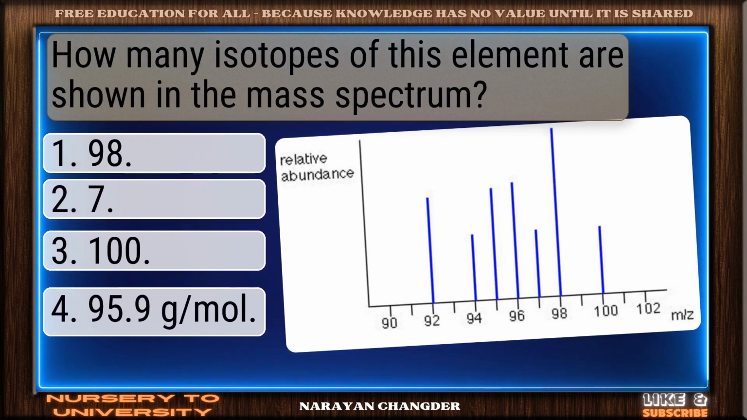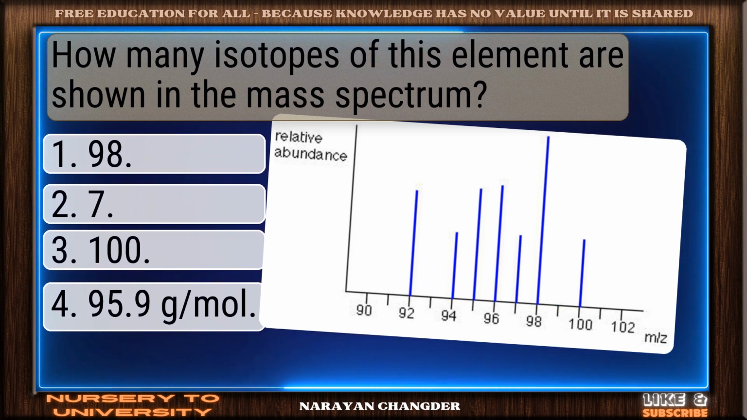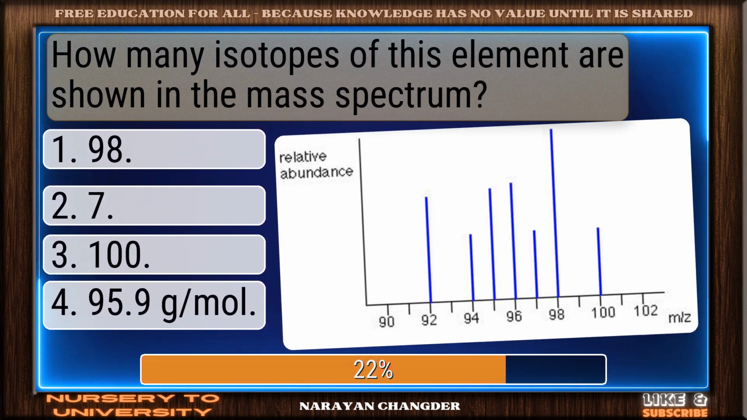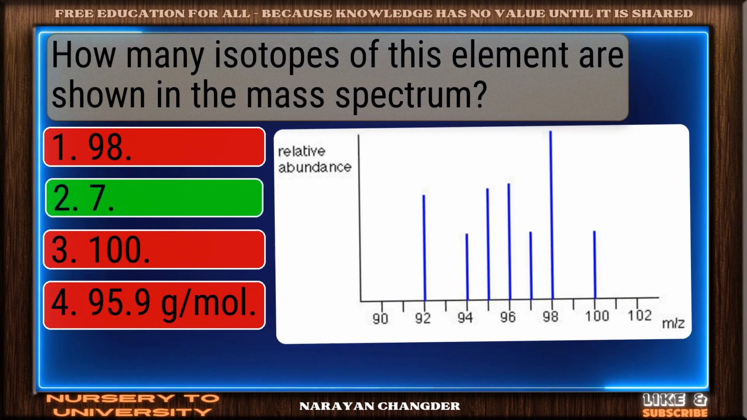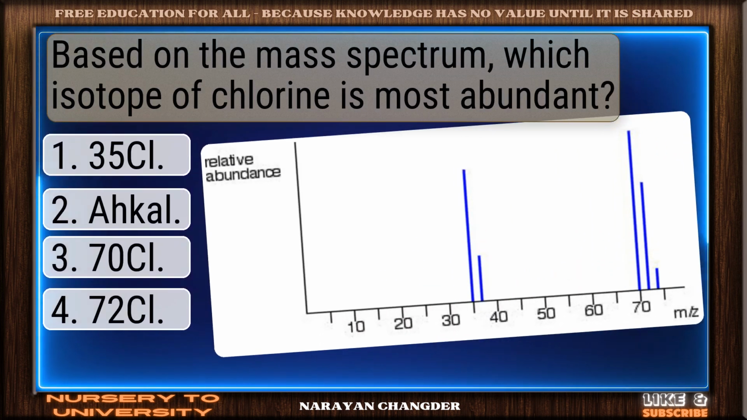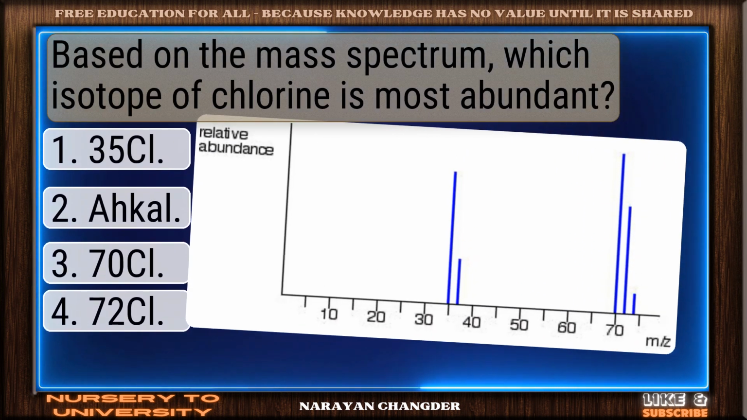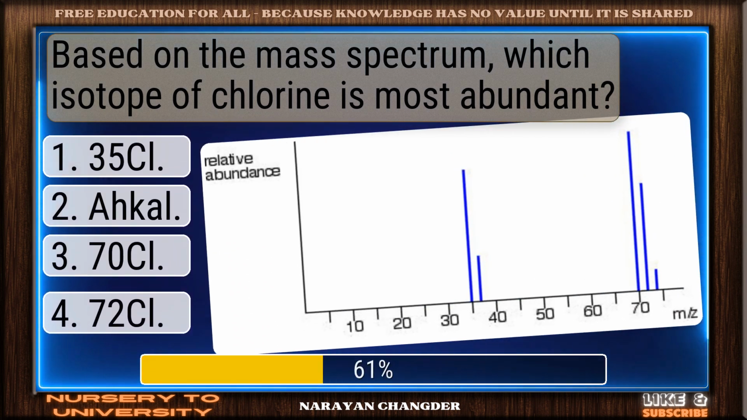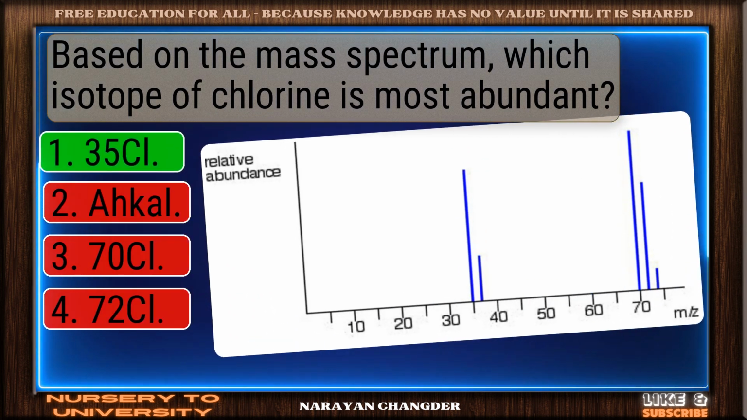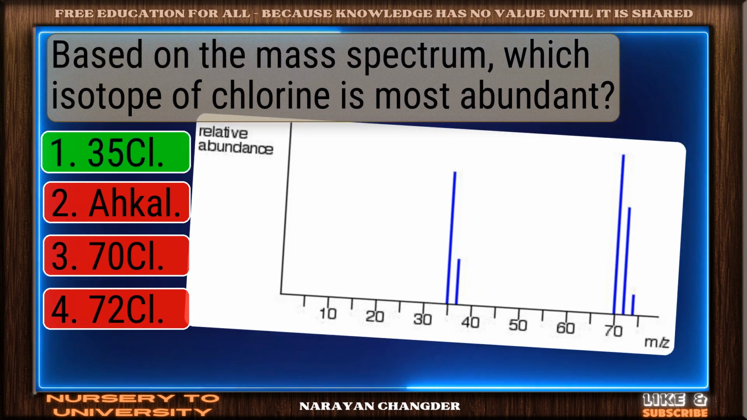How many isotopes of this element are shown in the mass spectrum? You got it. Your choice 7 is right. Based on the mass spectrum, which isotope of chlorine is most abundant? Great thinking. Cl-35 is the right choice.